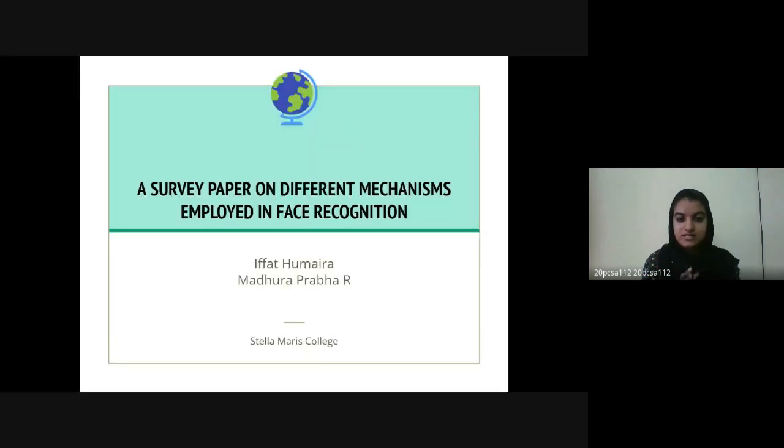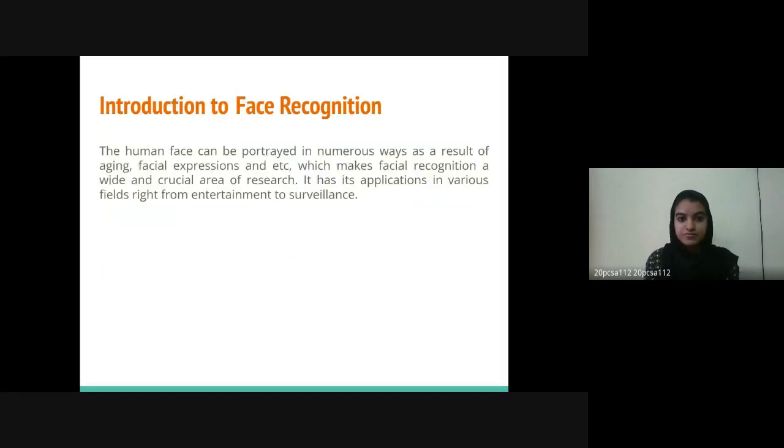So as discussed, my topic is going to be about the different mechanisms or different methods that have been employed in face recognition so far. So this is going to be a survey paper. Ms. Madhura Prabha is my guide, and we are from Stella College.